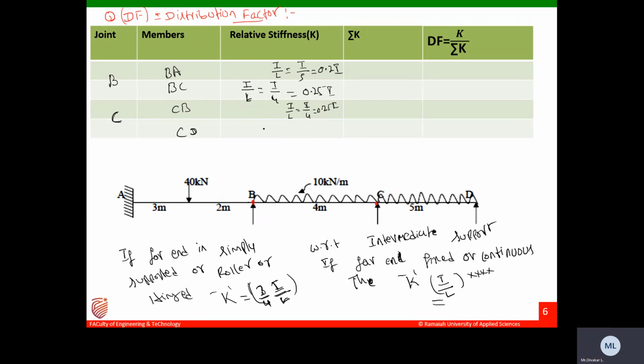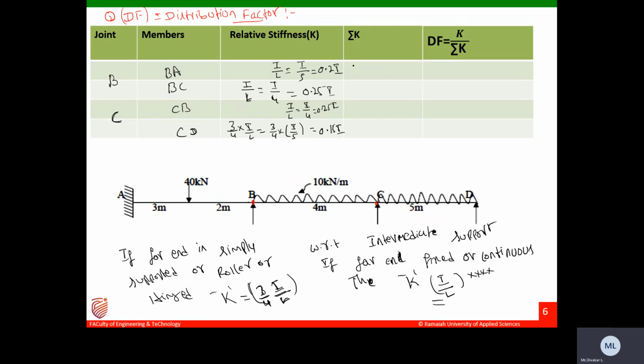Then with respect to CD, with respect to C, D is simply supported. Then the relative stiffness will be 3/4 of I by L. L is 5. So 3/4 of I by L will be 0.15 I. Okay guys, so this is how we need to do it.